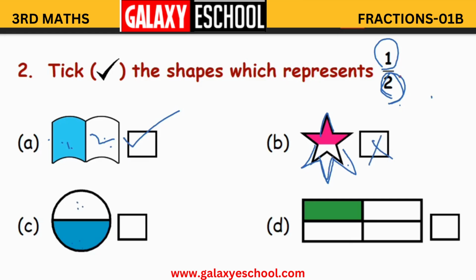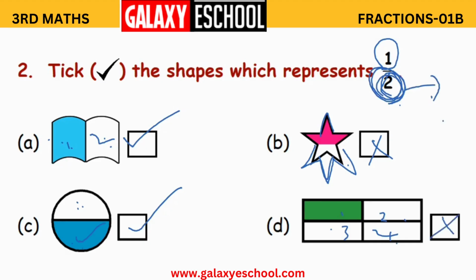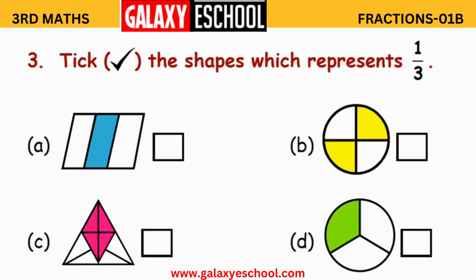C, again two equal parts, one is shaded. So C is 1 by 2. Coming to option D, it is divided into 4 equal parts. But what is the denominator here? Only 2. So again D is also not our answer. Only A and C represent 1 by 2.